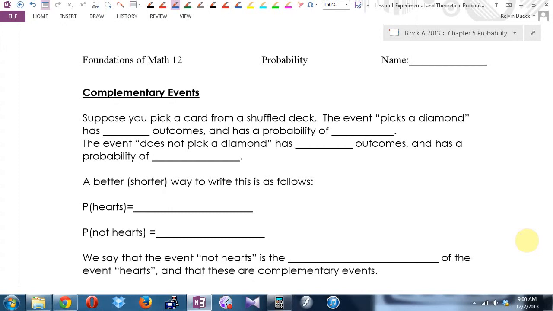So, suppose you pick a card from a well-shuffled deck. The event picks a diamond has how many outcomes? How many ways are there to pick a diamond? How many diamonds are there in the deck?